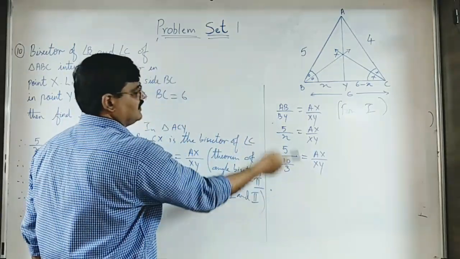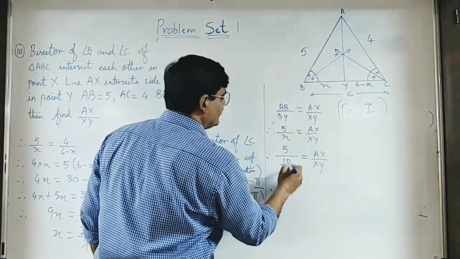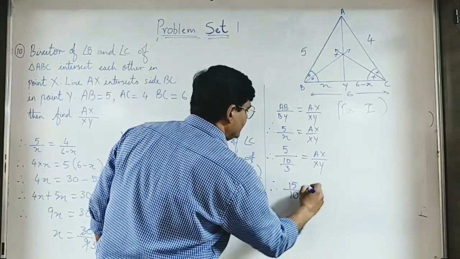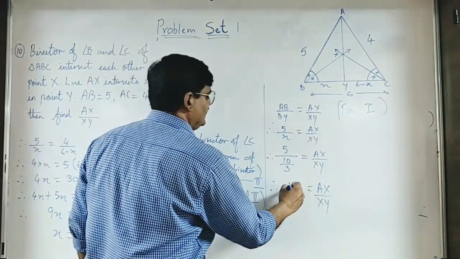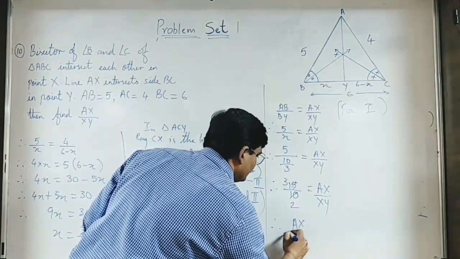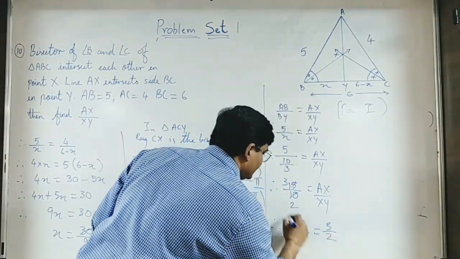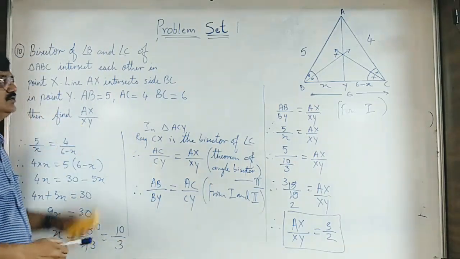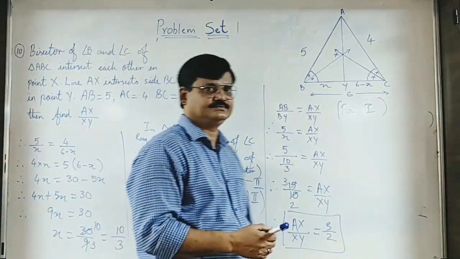Now for 5 upon 10 upon 3, this 3 will go up and multiply. You will be getting 15 upon 10 is equal to AX upon XY. Now 5 3s are 15, 5 2s are 10. So you will be getting the value of AX upon XY is equal to 3 upon 2. AX upon XY is 3 upon 2, and that is what they told us to find in the sum.